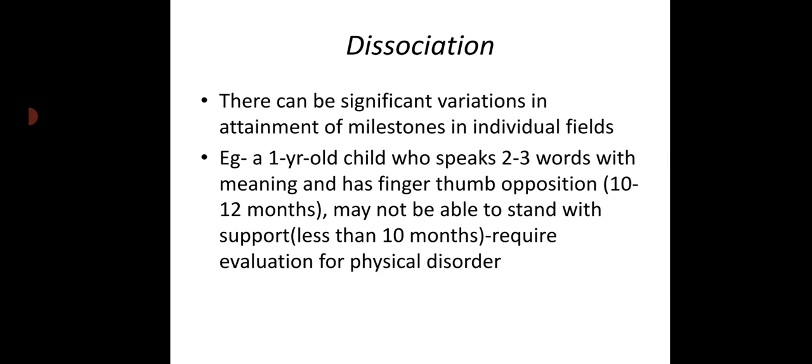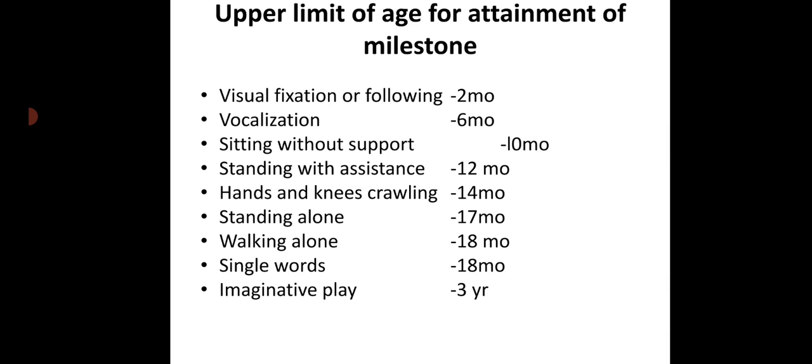Next, dissociation. There can be significant variations in attainment of milestones in individual fields. Example, a one-year-old child who speaks 2 to 3 words with meaning and has finger-thumb opposition at 10 to 12 months, but is not able to stand with support by 10 months, requires evaluation for physical disorder.